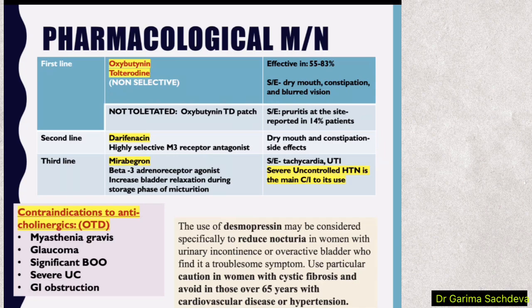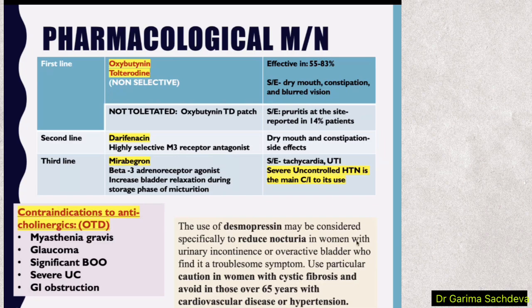So there can be infection which can occur, right? Okay. So contraindication of giving mirabegron: you do not give it if there is severe uncontrolled hypertension, because it will further increase the BP.